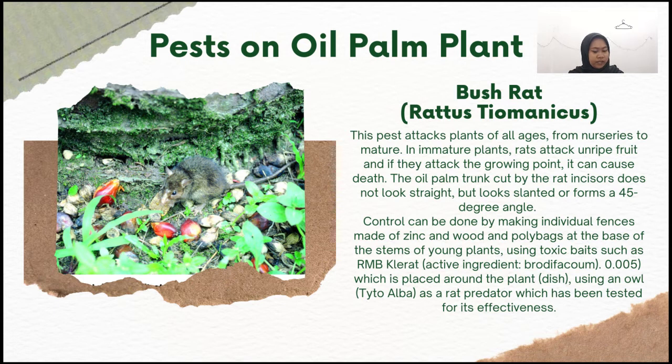45-degree angle. Control of this pest can be done by making individual fences made of zinc and wood and polybag at the base of the stem of young plants, and using toxic baits placed around the plant, and using Tyto alba as a rat predator, which has been tested for its effectiveness.